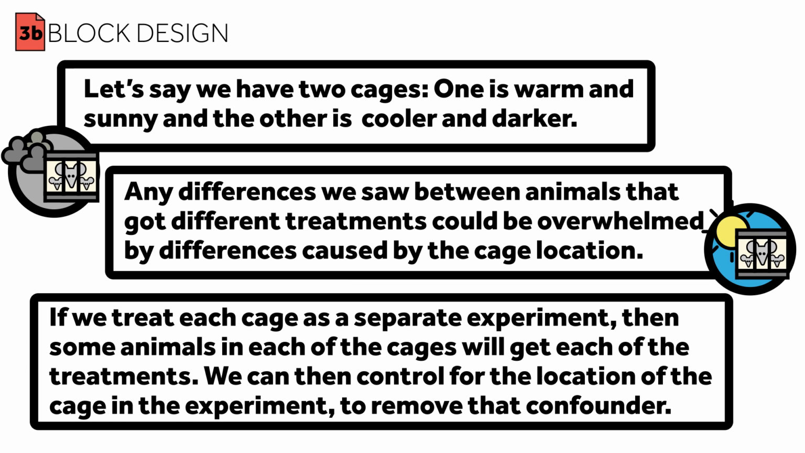If we treat each cage as a separate experiment, then some animals in each of the cages will get each of the treatments. We can then control for the location of the cage in the experiment to remove that confounder. This has the effect of removing any treatment control differences across cages, but preserves those within cages.